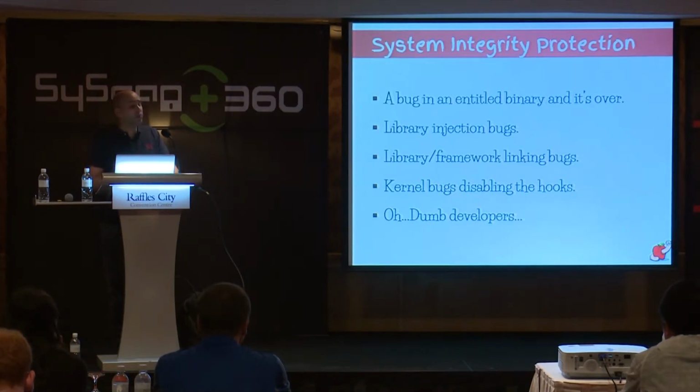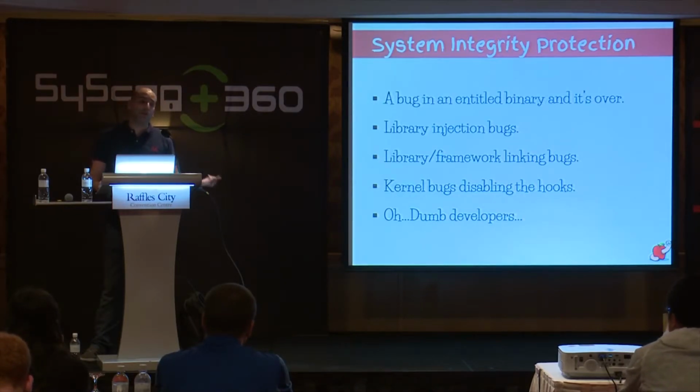Kernel bugs, disabling the hooks. Basically, any kernel bug that you can manage to write anywhere or to one of the vulnerable points, you can disable the hooks, the trusted hooks. You can set a flag that you have in the kernel that says it's enabled or disabled. There was a presentation doing that yesterday. Or you can exploit dumb developers.